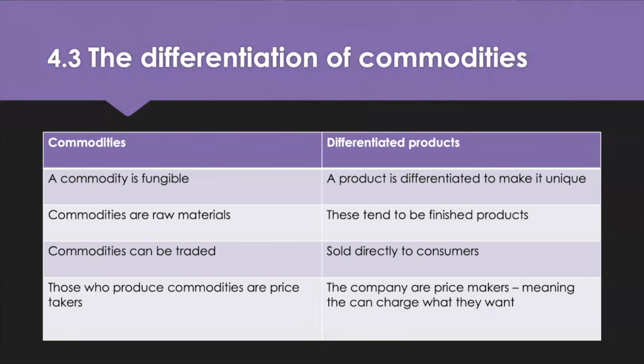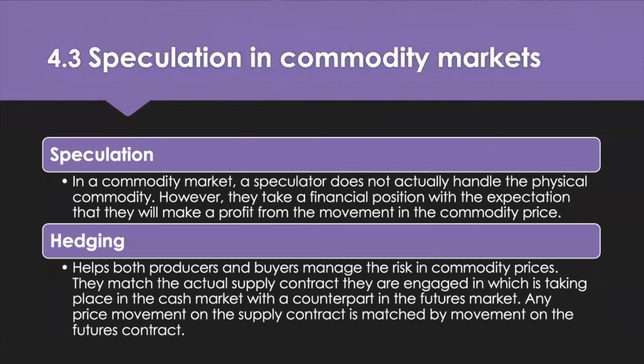The differentiated product is a product that is different and unique from the competitor's product. They tend to be finished goods like laptops, sold directly to consumers, and the company controls the pricing. Therefore, they're known as price makers, meaning they can charge whatever they want. But customers are only going to buy at the asking price of the company if they value the product. If not, they won't buy it, which then forces the company to reduce its prices.